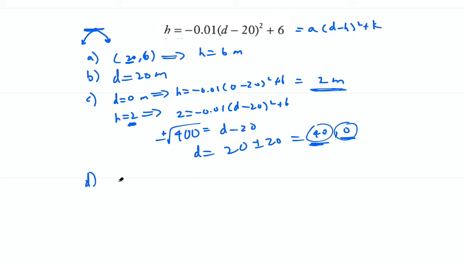And for D, if a defensive back was 2 meters in front of the receiver, how far was the defensive back from the quarterback? Let's see. If we have the quarterback here, and here's the receiver, and the defensive back was 2 meters in front of the receiver, so that's over here, the defensive back. So this is 2 meters. How far was the defensive back from the quarterback? Well, I know from the quarterback to the receiver, this is 40 meters. So 40 minus 2 would be 38. So that's how far the defensive back is from the quarterback.